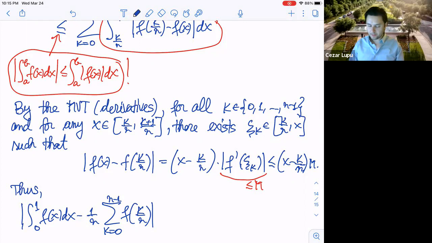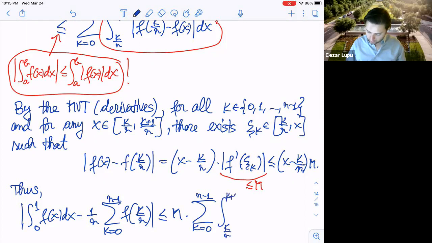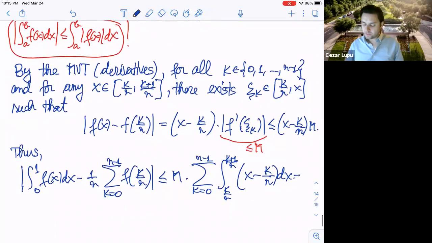And now we'd like to estimate this. This will be less than or equal to this constant m times the sum from k equals 0 to n minus 1 of, and now let's be careful, the integral from k over n to k plus 1 over n of x minus k over n dx. And now I will leave it to you as an exercise.